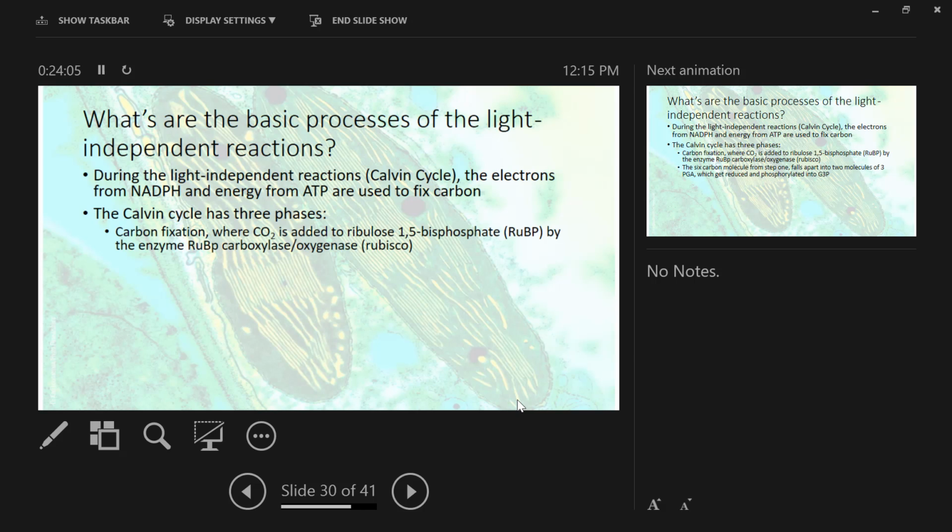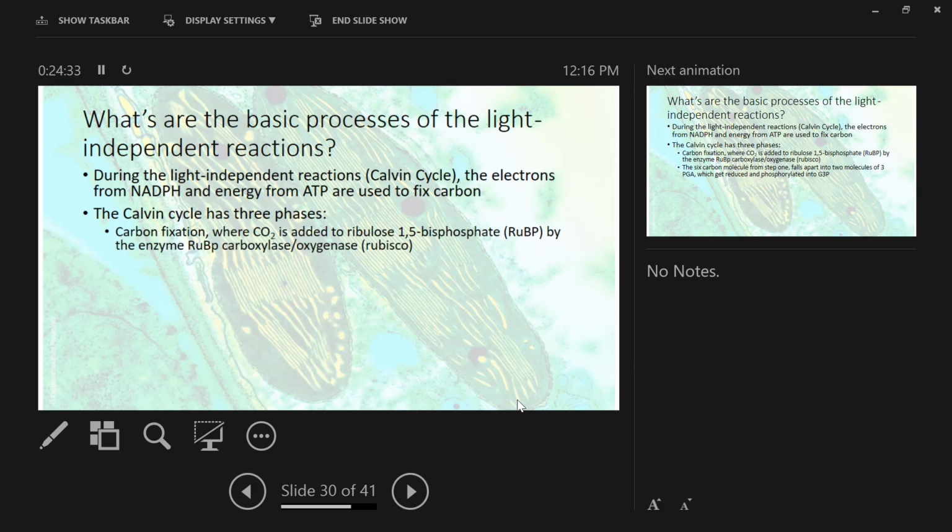The first one is called carbon fixation. And this is where you take carbon dioxide and you attach it to another molecule. In this case, you attach it to RuBP, which stands for ribulose 1,5-bisphosphate. And as far as what I expect you, if you are comfortable with RuBP, I'm fine with that. You don't need to know ribulose 1,5-bisphosphate. If you want to, that's fine as well. I'm fine with that.